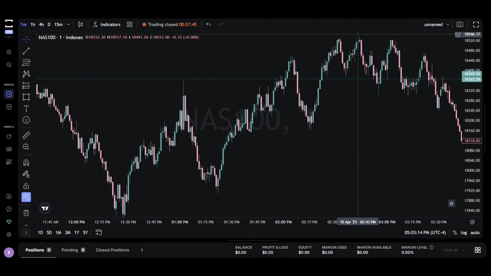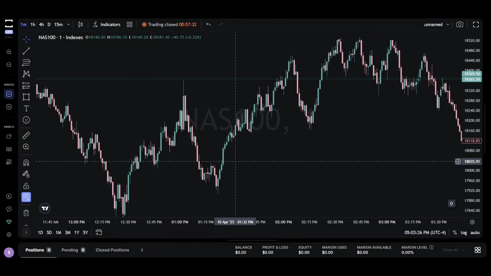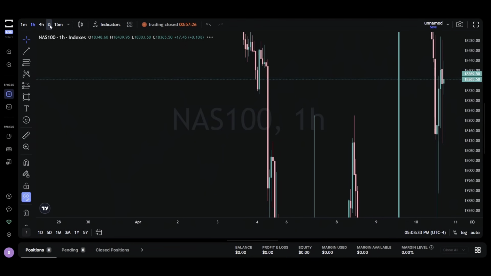So a lot of y'all are trying to trade without knowing which direction price is flowing. That's not going to work. That's like swimming against the current. You want to know which way the market is moving. And you want to look at the higher time frames to see the bigger pictures.